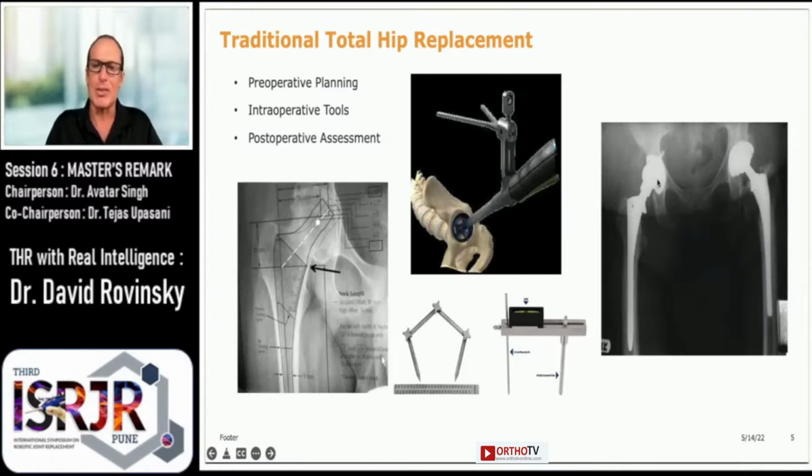And you can see what happened here. The cup was placed too vertical without sufficient anteversion. There was an attempt to gain stability by adding length, and now you have a terrible situation of a leg length discrepancy and an unstable hip.